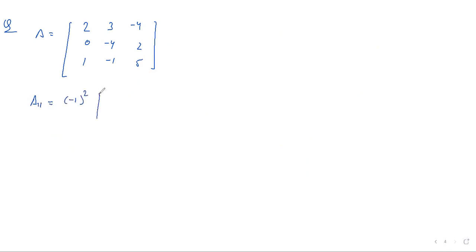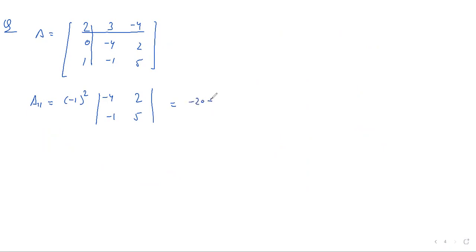Let me show it this way. A is some matrix which is 2, 0, 1, 3, minus 4, minus 1, minus 4, 2 and 5. Now if I need to find the cofactor, let's say for A11, what will I do? Minus 1 to the power i plus j, that is 1 plus 1, that will be 2, and I will multiply this with the minor of A11. The minor of A11 would be the determinant of minus 4, minus 1, 2, 5.